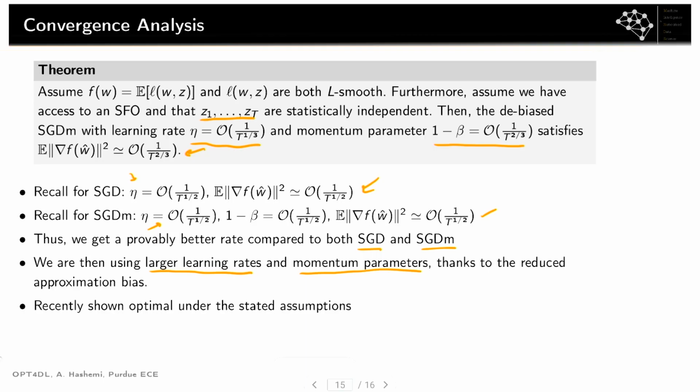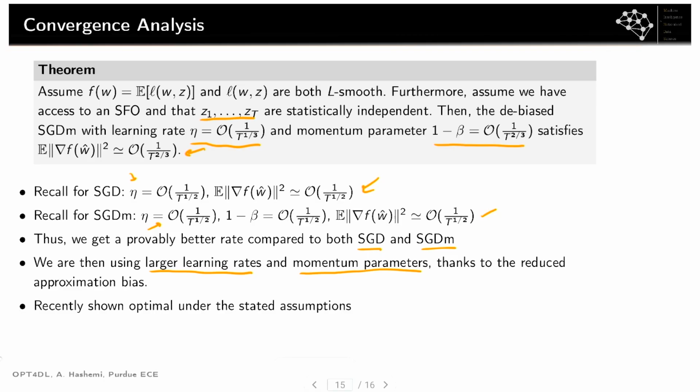Okay, and the reason that we can use larger learning rates and don't diverge is that, due to this new construction, due to this debiasing thanks to approximate control variates, we have a reduced approximation bias. Therefore, it's not going to be as detrimental to our convergence compared to SGD and SGD with momentum.